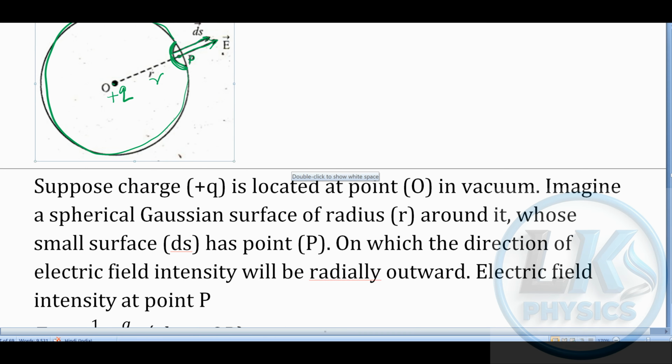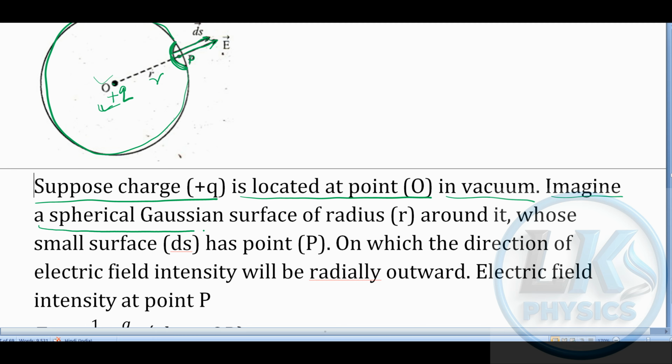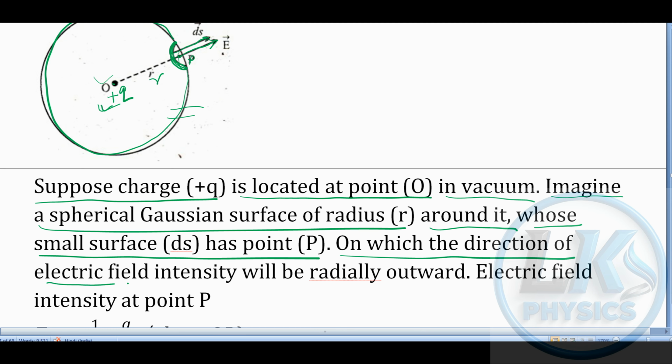Suppose charge plus q is located at point O in vacuum. Imagine a spherical Gaussian surface of radius r around it, whose small surface ds has point P. This is a small surface and there is point P on which the direction of electric field intensity will be radially outward. The direction of electric field is radially outward. This is along the radius. Electric field intensity at point P.